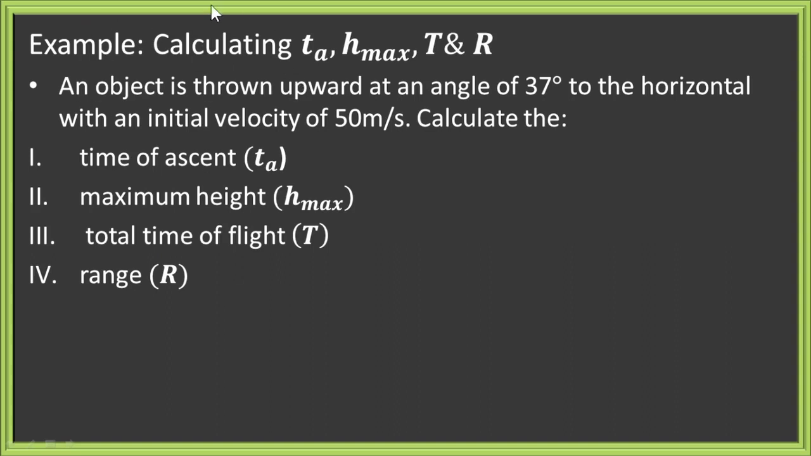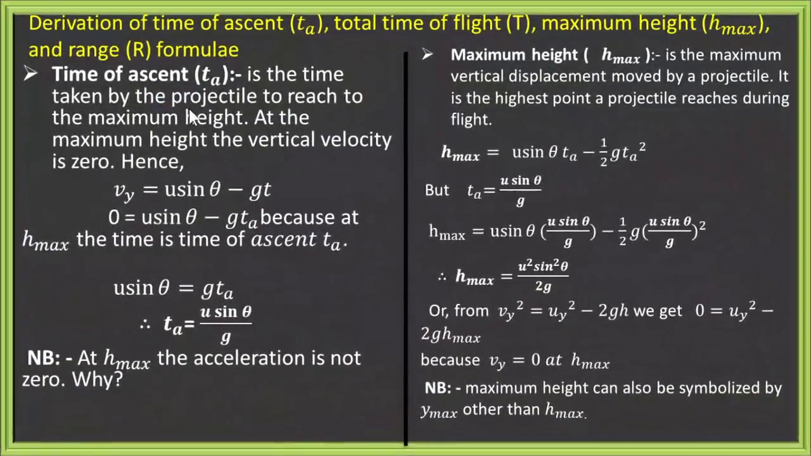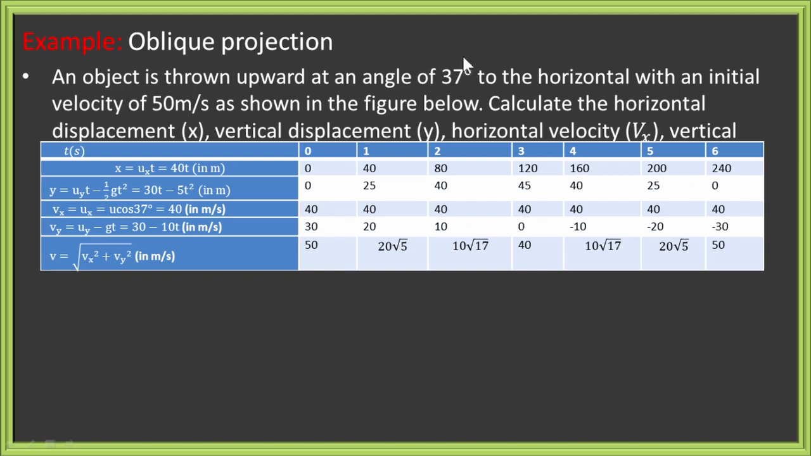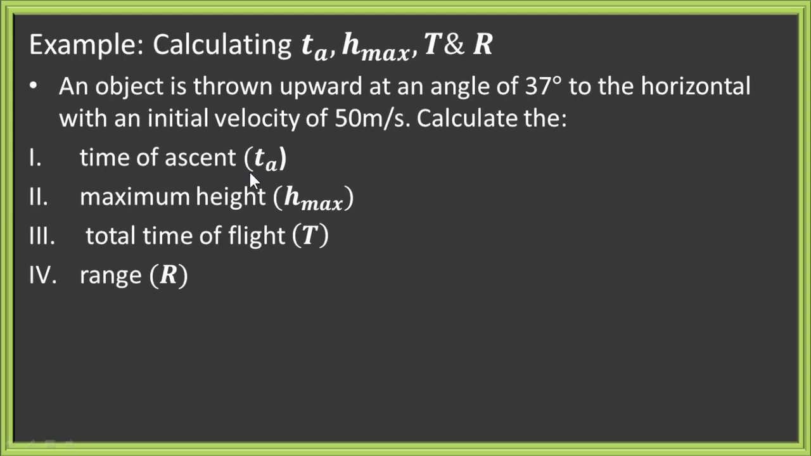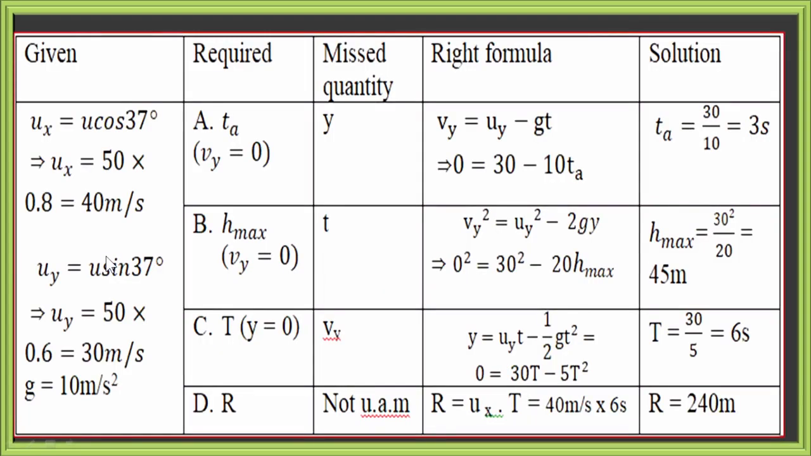This example is similar to the example that I gave you in oblique projection. Look at the previous example. The angle of projection is 37 degrees and the initial velocity is 50 meters per second. The only difference is the quantities that we are going to find. Let us do this problem. Time of ascent, maximum height, total time of flight, and range are quantities to be calculated.